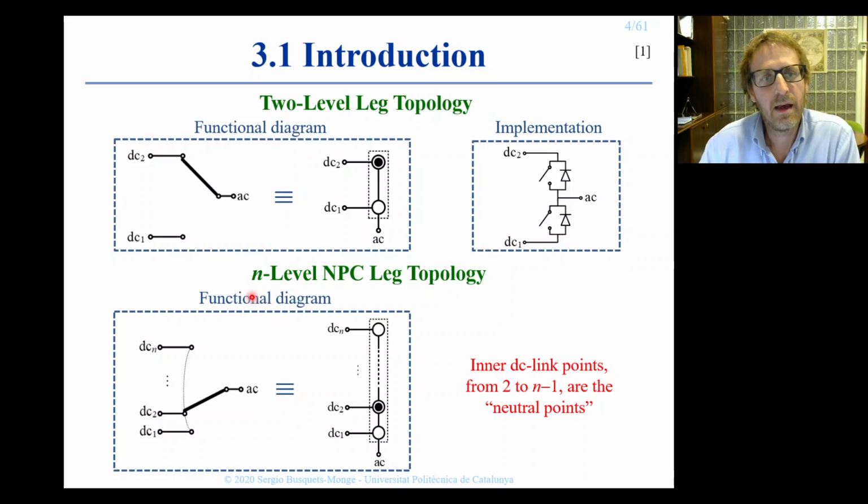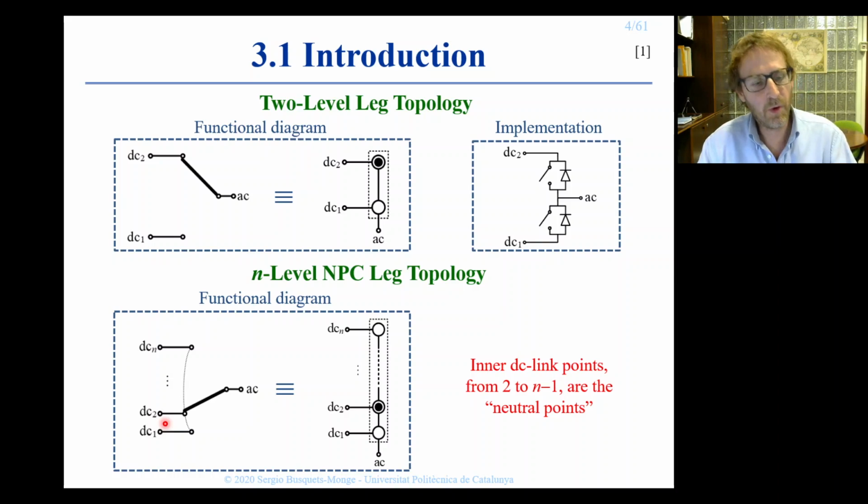So what is an N-level NPC leg? It can be regarded as an extension of the two-level leg to a higher number of DC link points. So an N-level NPC leg will be functionally equivalent to a single-pole multiple-throw switch. The AC terminal can be connected to the outer DC link terminals, DC1 and DCN, but we will also have available a series of inner DC link points to which we will be able to connect the AC terminal.